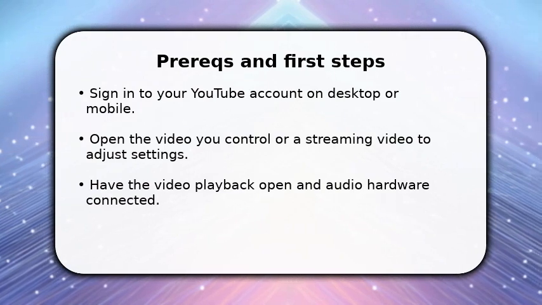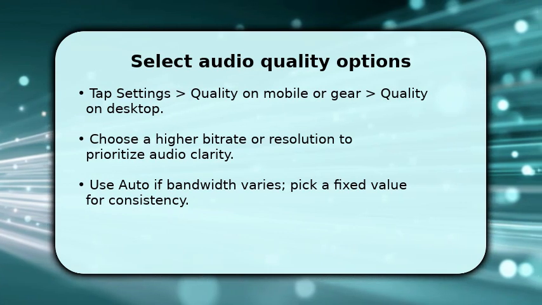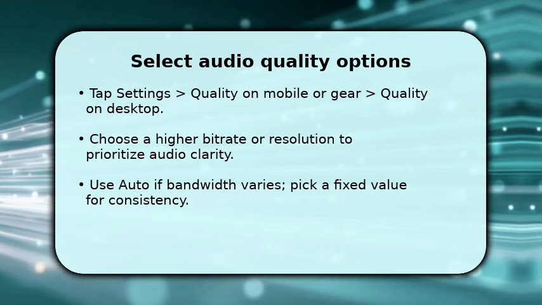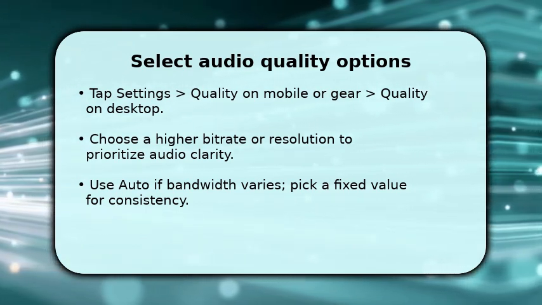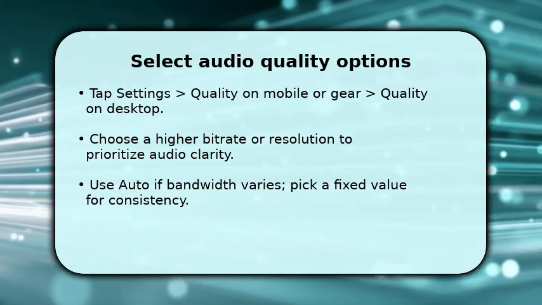Now choose the player's quality menu to adjust stream selection. On mobile, it's under Settings, on desktop, the gear. You want to pick a higher resolution or bitrate because YouTube ties audio fidelity to video quality. Higher video quality often yields better audio encoding.